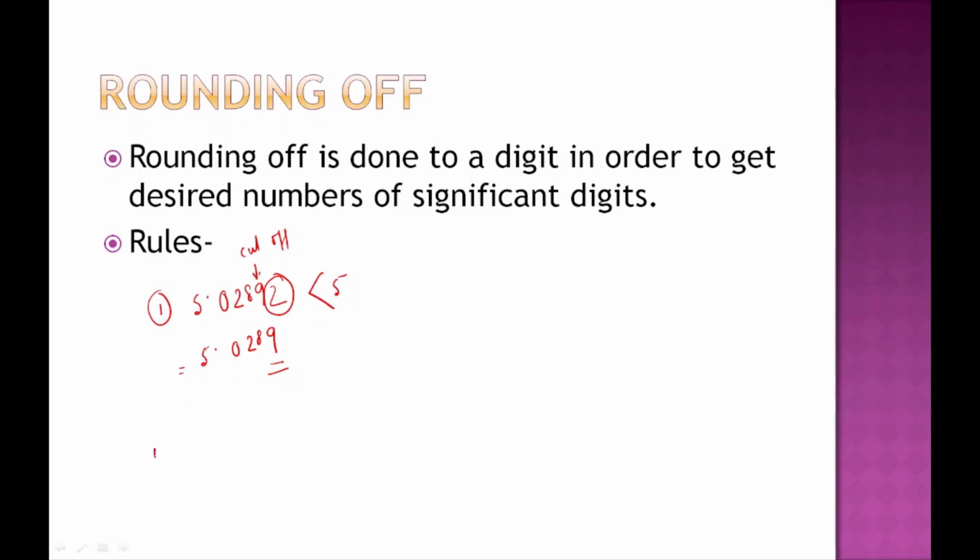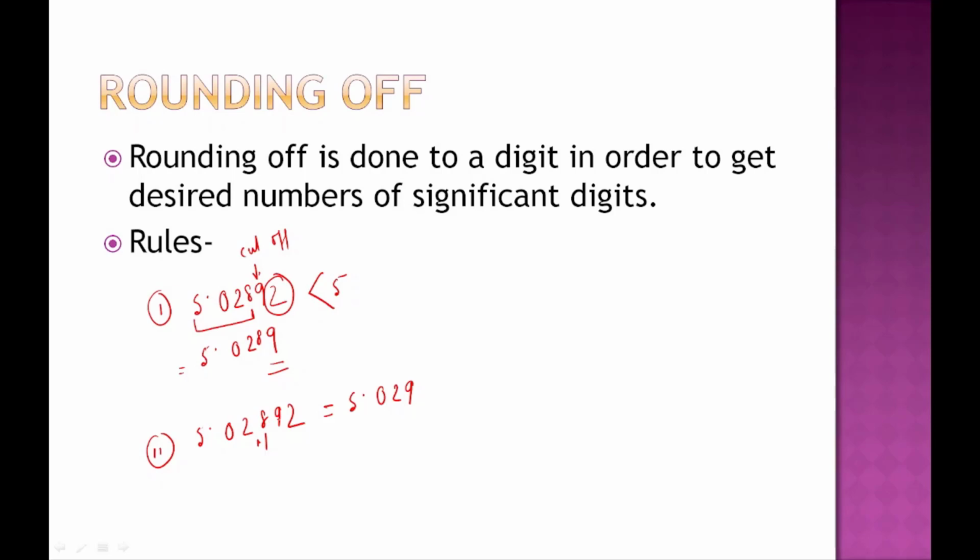What does the second rule say? The second rule says, say if we want to shrink this number, let's consider the cutoff digit now is 8. That means 5.02892 can be written as 5.029. Why? Because the second rule says that if the number placed right of the cutoff digit is greater than 5, then we can add +1 to the cutoff digit.